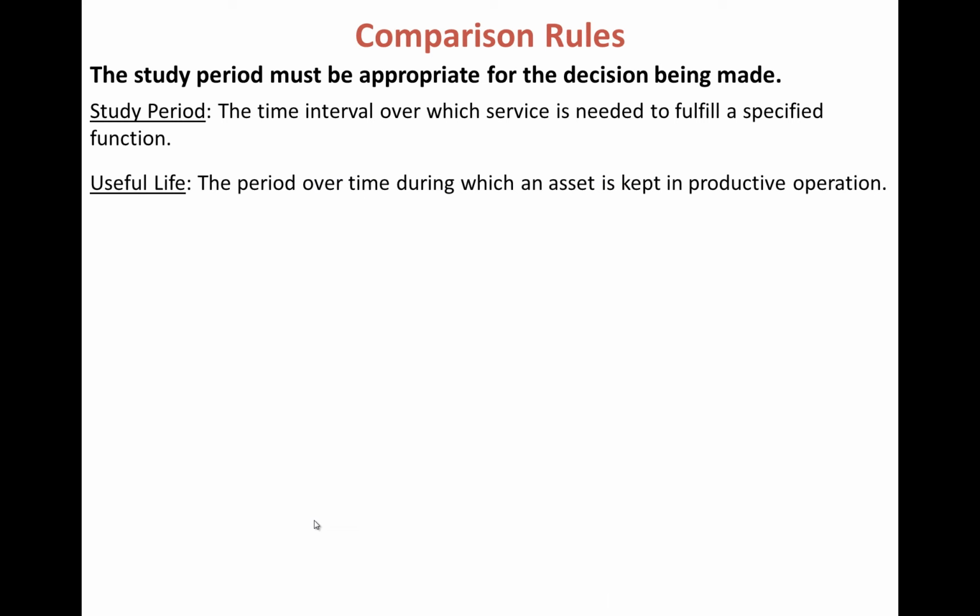Now, here are a couple of rules that we apply when we are making comparisons. The study period and the useful life may be the same and they may be different. Let's talk about what each of these are. The study period is the amount of time that we want to be doing a certain activity. You can think of it as how long a contract is going to be, or how long you'd like a business to be operating, or how long you may have a certain need that has to be fulfilled. Whereas the useful life approaches time from the standpoint of the equipment or the alternative that's going to be selected.